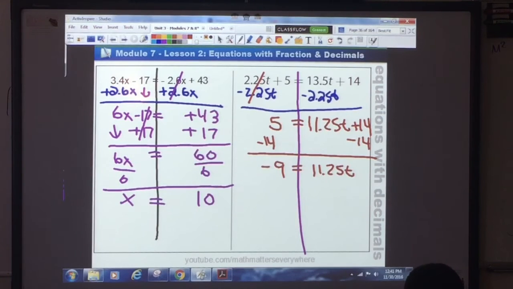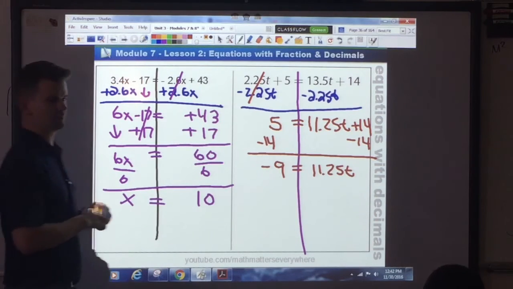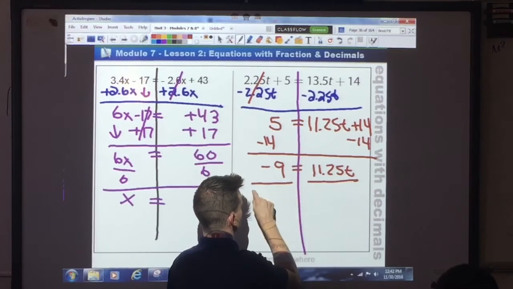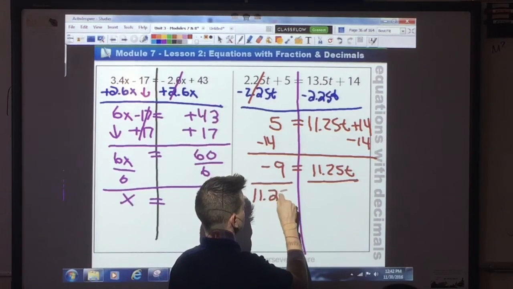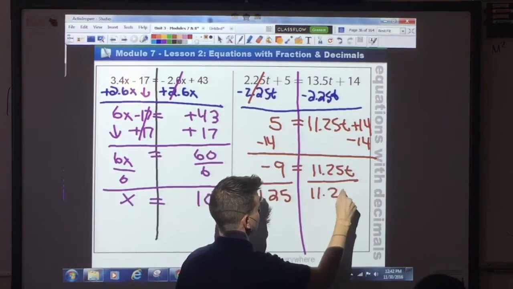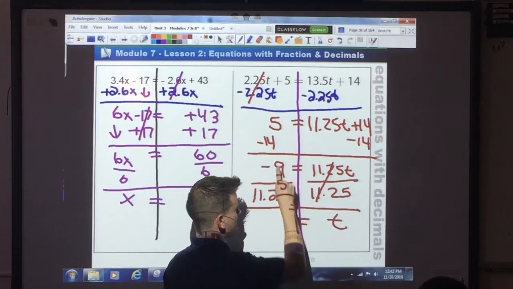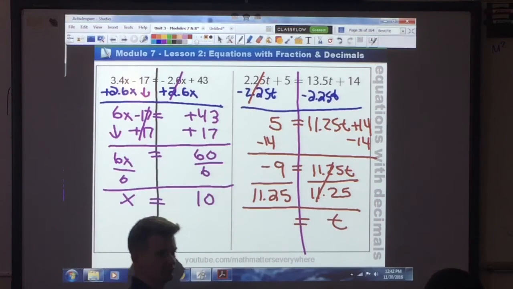We still have to get rid of the coefficient. So there's multiplication happening between 11.25 and the t. What's the opposite of multiplication? Division. So we're going to divide both sides of this equation by 11.25. That will cancel. Then you need t. Over here, guys, what's 9 divided by 11.25?